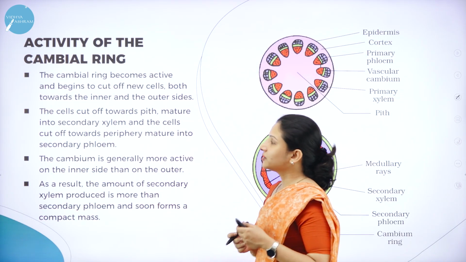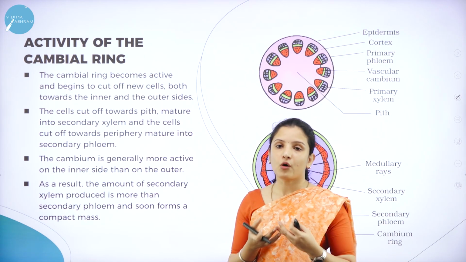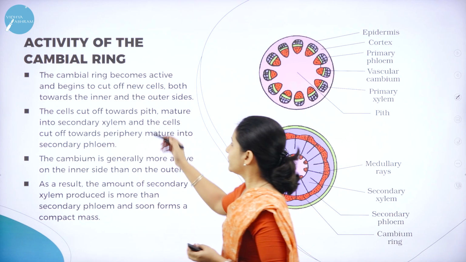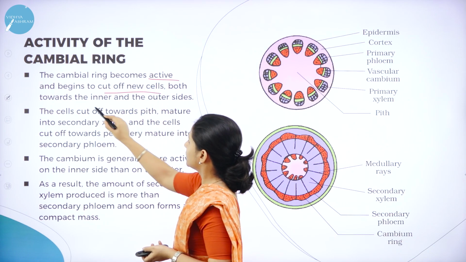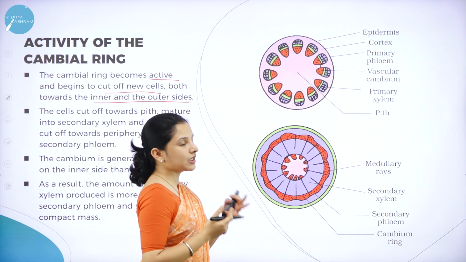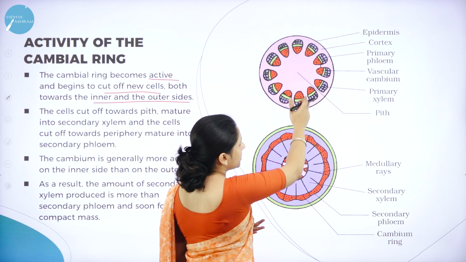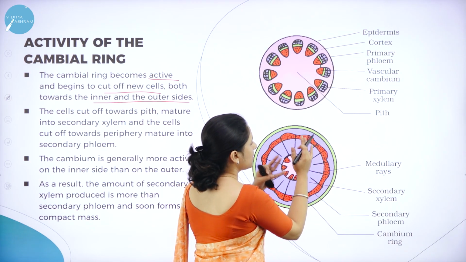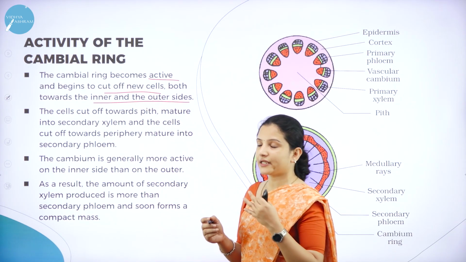So next, moving on to the activity of the cambial ring. The cambial ring becomes active. Once the formation of the cambial ring is done, it becomes active and begins to cut off new cells both towards the inner and the outer side. Here you can see it cuts off cells towards the inner and the outer side. So it cuts off new cells both towards the inner side and the outer side.